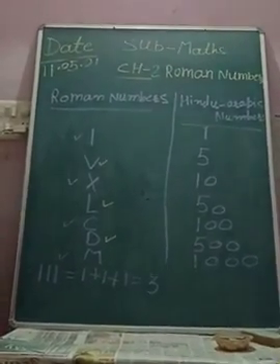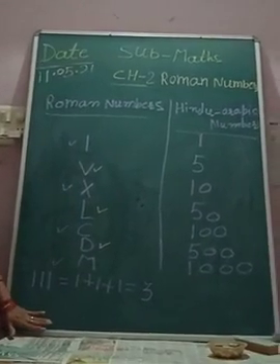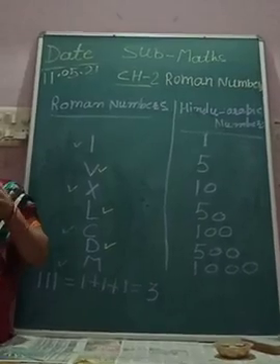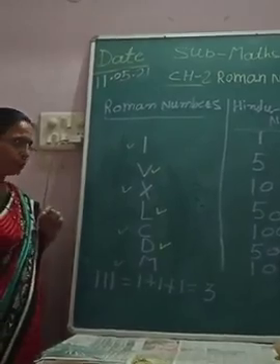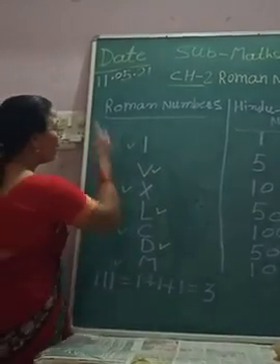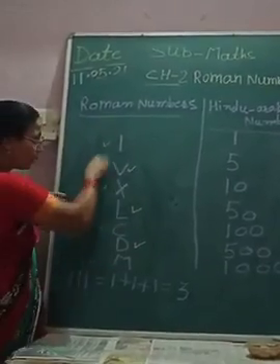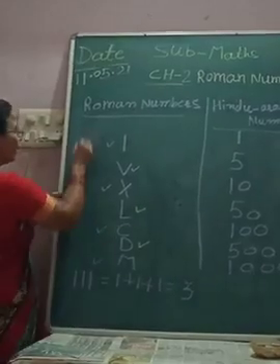You can add only 3 times, or you can repeat only 3 times. This much is clear. After that, you have their rules: how you will add or how you will subtract. Now, I am going to write here which Roman numerals you can repeat and which you cannot.